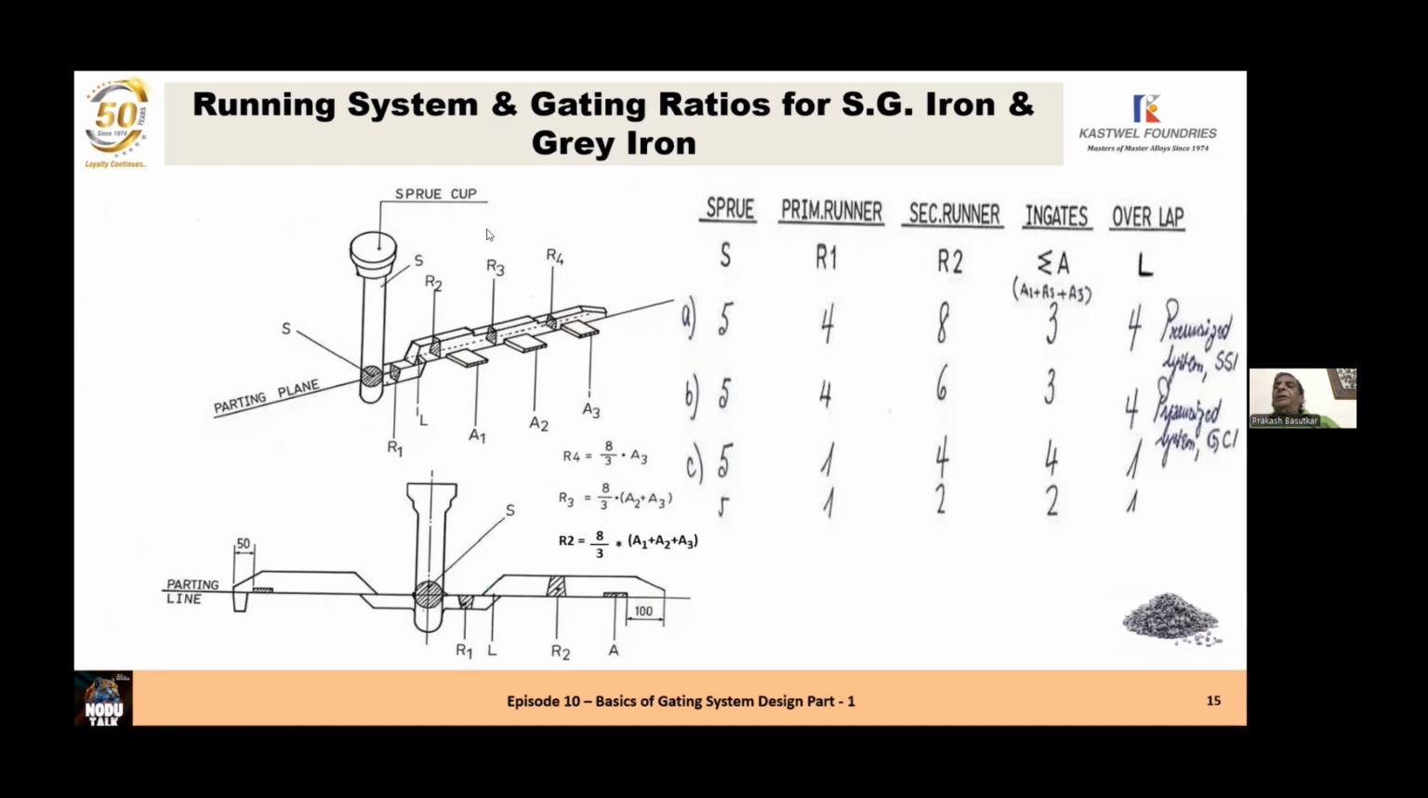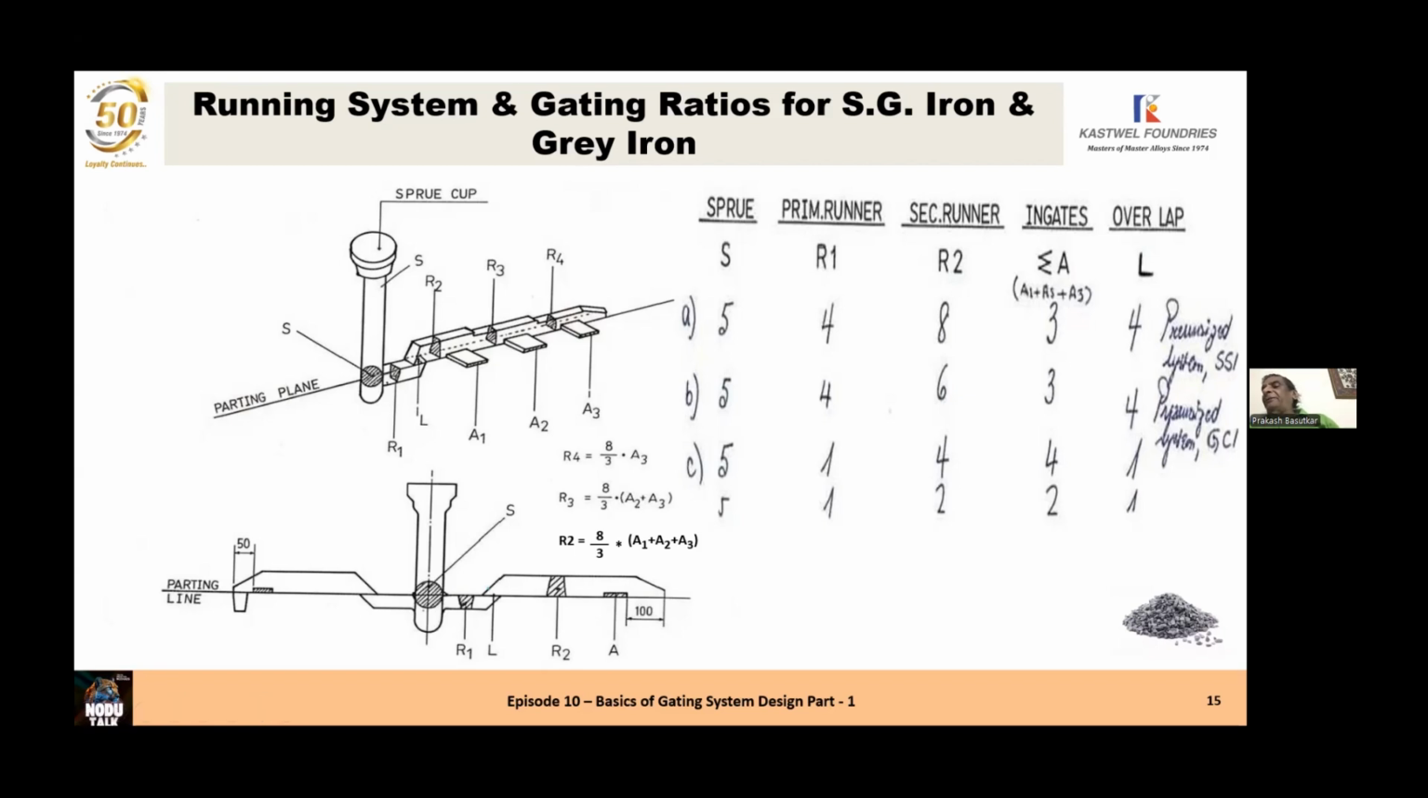Running system and gating ratios for SG and DIN. So here you have the sprue cup, a circular one, the down sprue, and over here they have shown the sprue basin as a rounded basin. You can use a rounded basin if you want to put the inoculant in the gating system. When you want to have late inoculation or mold inoculation, you can put loose inoculant of size 0.2, 0.3 millimeters over 0.5, 0.6 millimeters. The granular inoculant can be placed at the bottom of the sprue in the sprue basin.